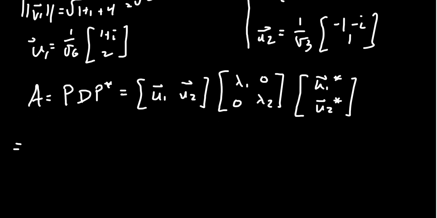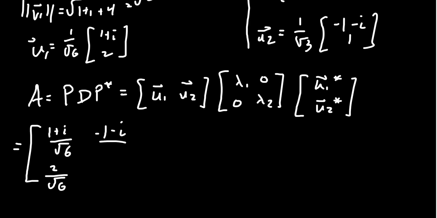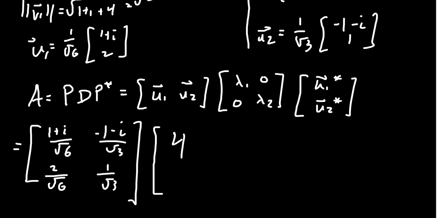Give yourself some space here. So u1 we saw before, we're going to get 1 plus i over the square root of 6. We're also going to get 2 over the square root of 6. Don't feel any desire to rationalize those denominators. It's not going to help us out any bit right here. And then for u2, we're going to get -1 minus i over the square root of 3. And then we're also going to get 1 over the square root of 3. So this is our matrix P. Our matrix D will be the eigenvalues we had before, which is 4 and 1. Make sure you go in the same order that you put the eigenvectors.